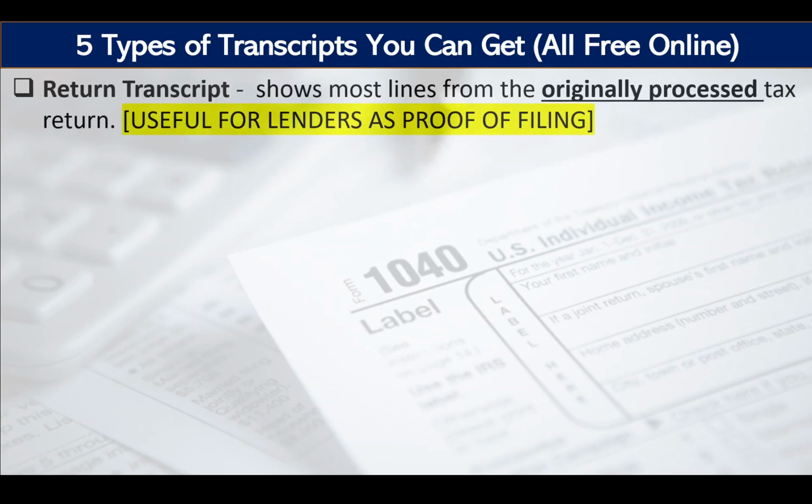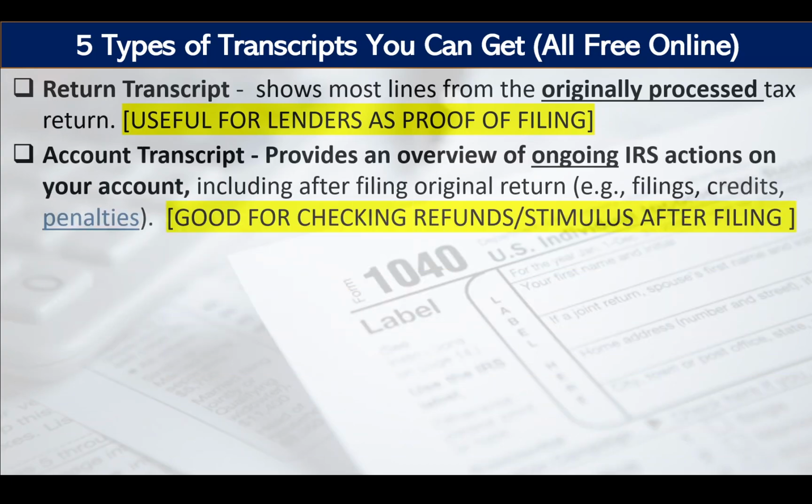Probably the 2 most important ones are going to be your return transcript, which shows most of your lines from your originally processed tax return. So this is when the IRS has processed your tax return, sort of the final stage, and this is the official record with them. And this is useful for lenders as proof of filings. A lot of lenders will say, show us your income, right? And they use the transcript as the best way to say, this is what the IRS has about your AGI, or adjusted gross income. So this return transcript is mainly used for that.